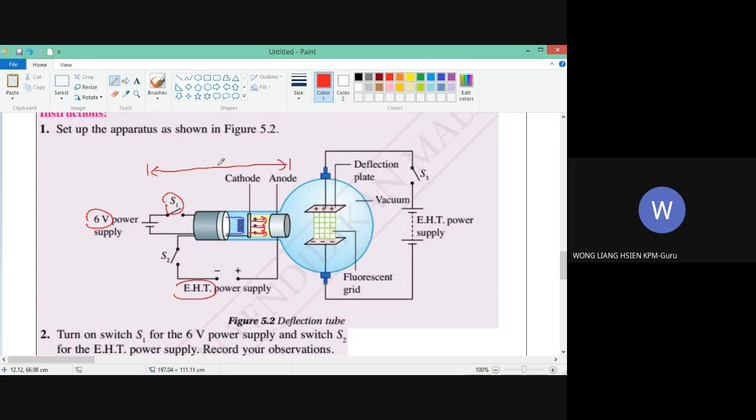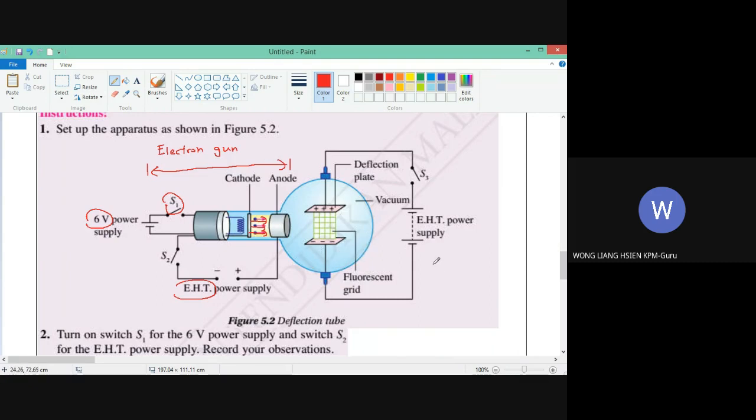The function of this part is to shoot out electrons. So we call this part the electron gun. This is another name. We can call it an electron gun because it shoots out electrons.